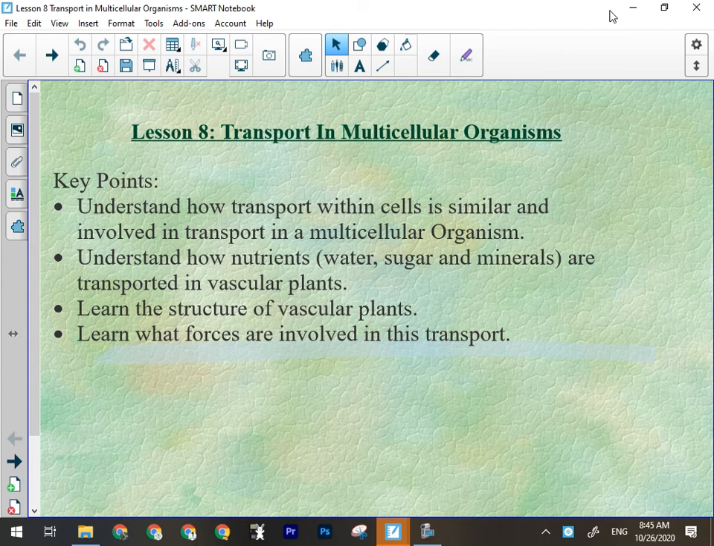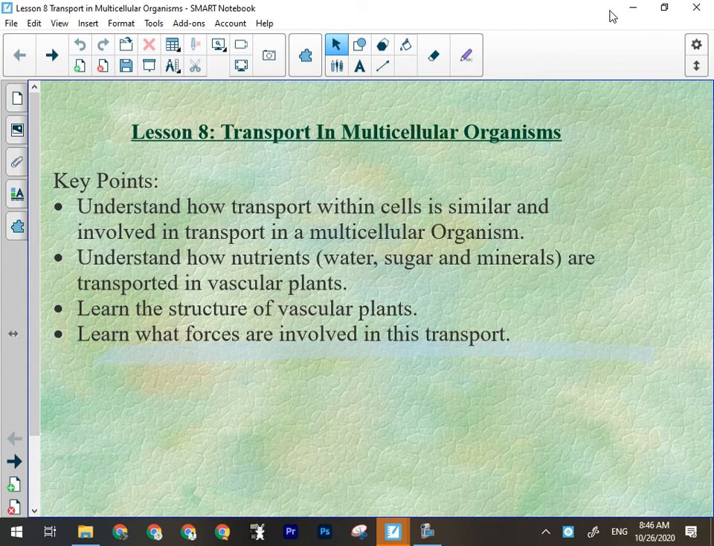And water's going to have to move that way, and it moves that way for free. There's nothing within the plant, within that tree, that expends energy to move that water. It is simply moved because water is polar, and can have that hydrogen bonding, adhesion, cohesion, but also because of the osmotic pressure that can be created in certain layers of the leaf, which we'll talk about when we get there. Understand how nutrients, that's water, sugar, and minerals, are transported within vascular plants.